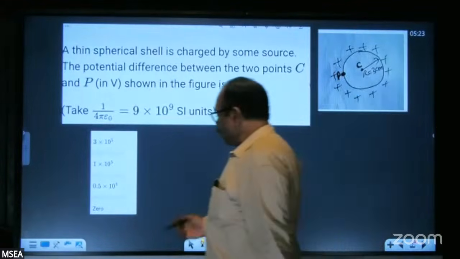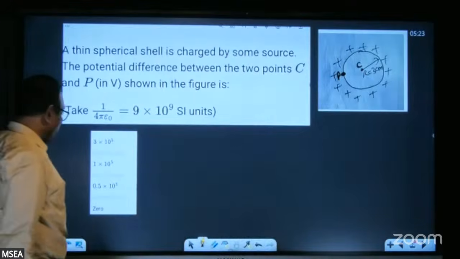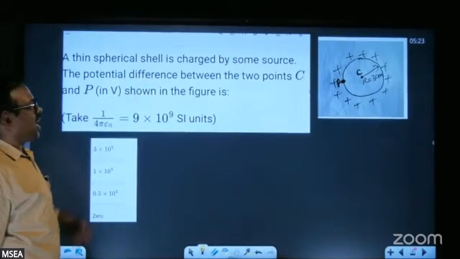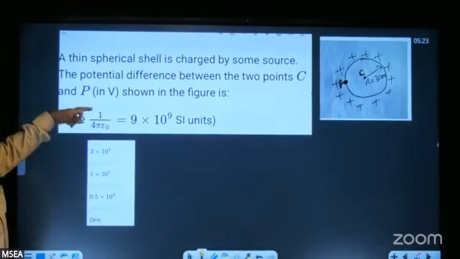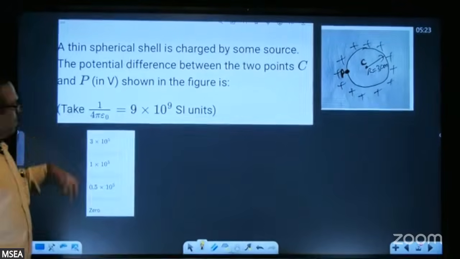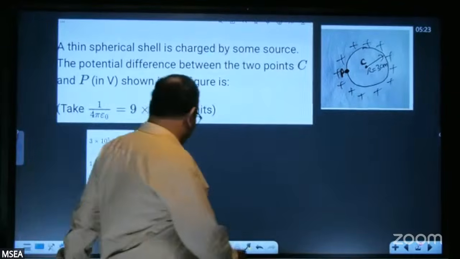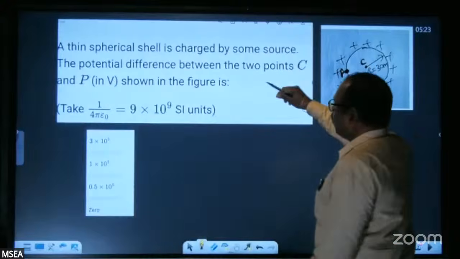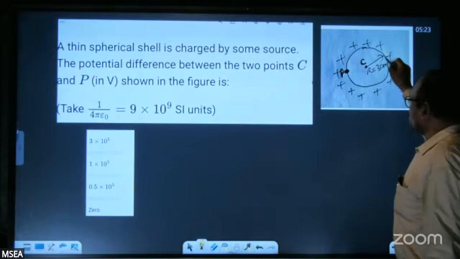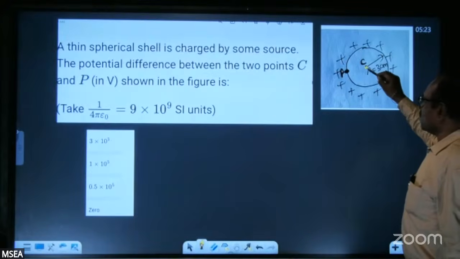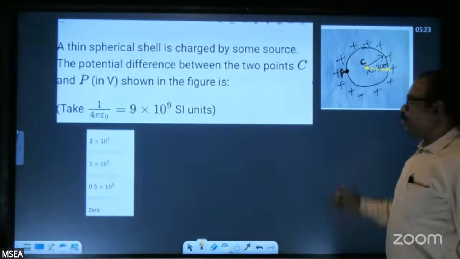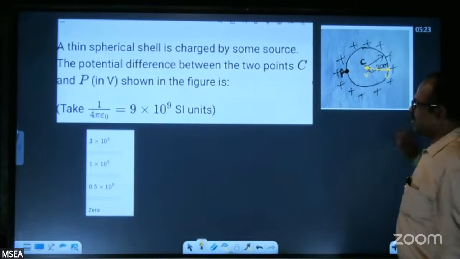Right. So now let us take another question. A thin spherical shell is charged by some surface charge. What is the potential difference between the two points C and P shown in the figure? Same thing, it is a spherical shell, as I told previously. In a spherical shell, the potential from the center to the surface is constant. The potential is the same here and here.